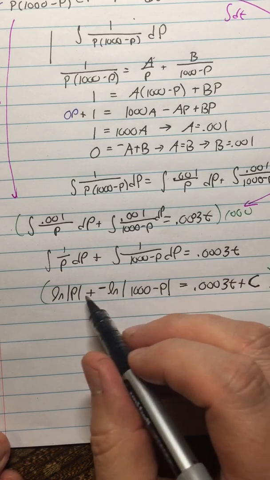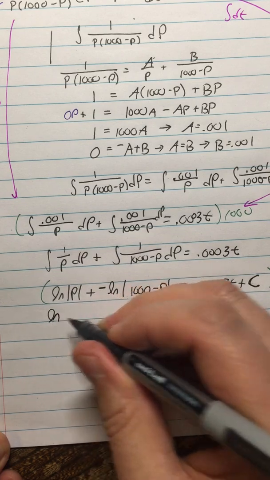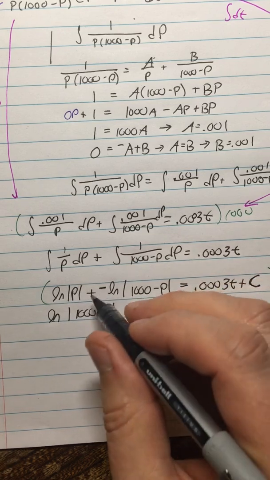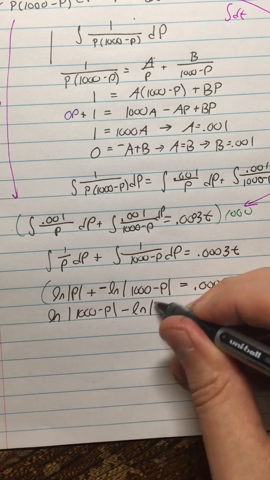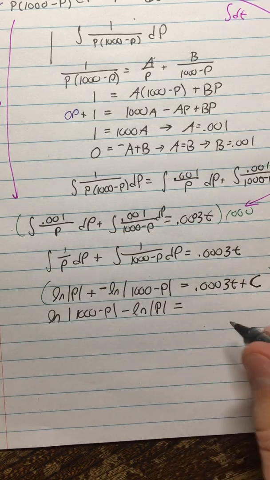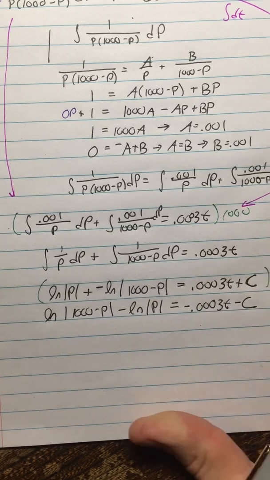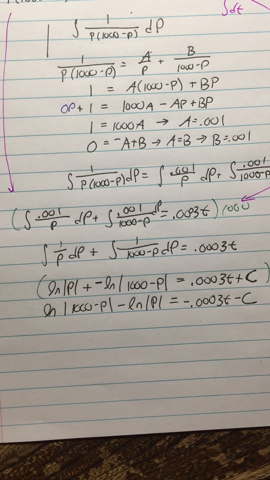So the result is that the negative ln 1,000 minus p becomes positive ln absolute value 1,000 minus p. And the negative 1 times ln of p becomes minus ln absolute value of p. And over here, I'm still multiplying everything by -1, so negative 0.003t minus c. Now, a lot of times I wouldn't bother to say minus c. I would say, look, this is a different c from this one. In fact, you wouldn't have to change it. You would get the same result. However, it just makes some nice consistency happen.